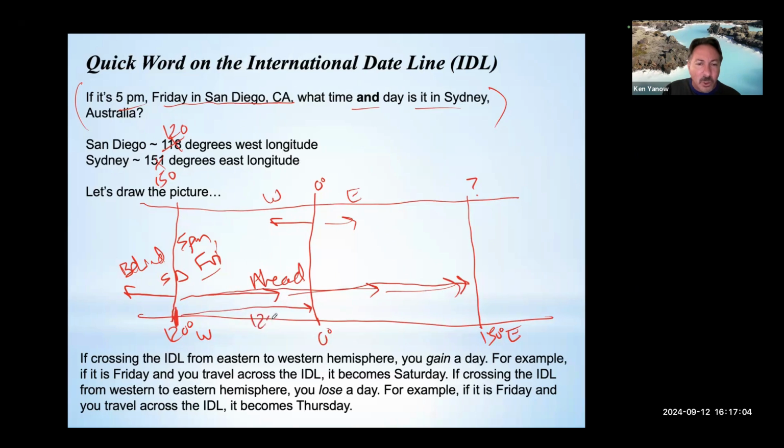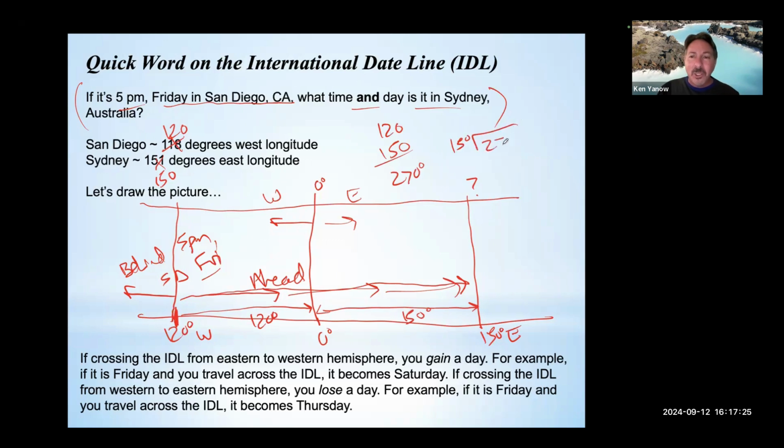So this is 120 degrees. We have 150 degrees from the prime meridian to Sydney. So this is another 150. So 120 plus 150 equals 270 degrees of separation. Now we know that for every 15 degrees of longitude, that's 1 hour.